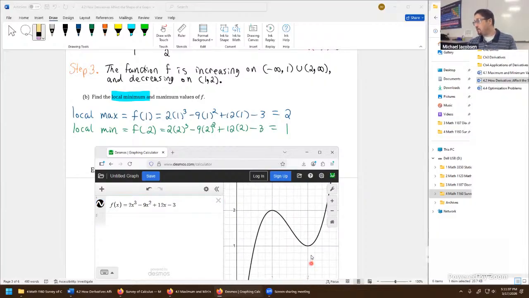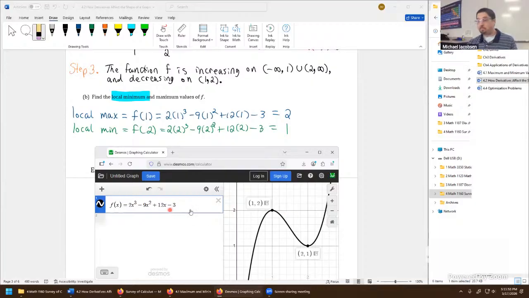The local minimum should be right at that spot. It's at height 1, just like we were saying here. So it's kind of satisfying to see how the calculus matches up exactly with the graph.